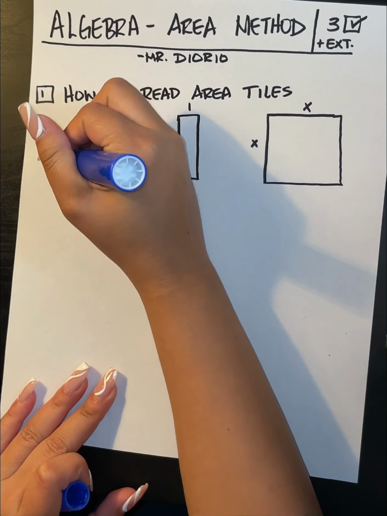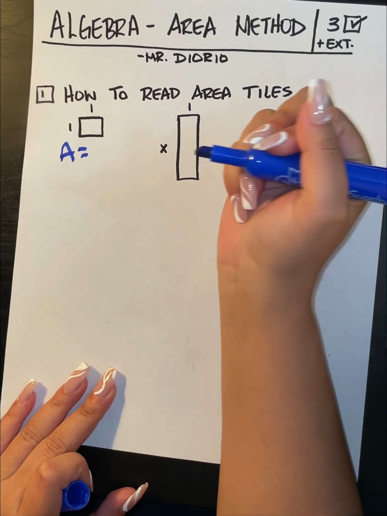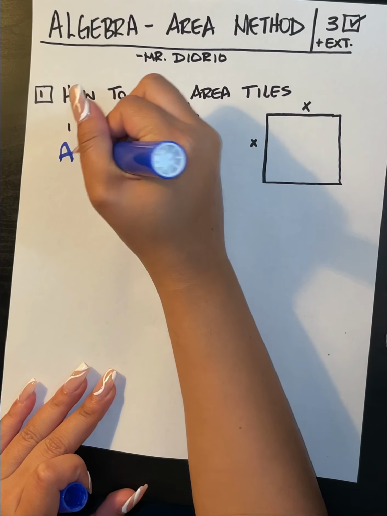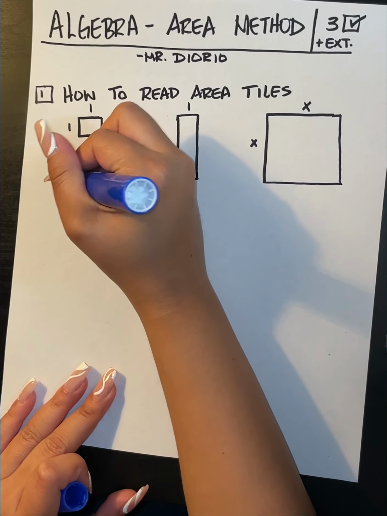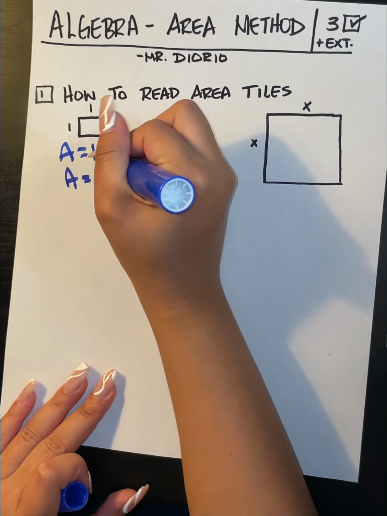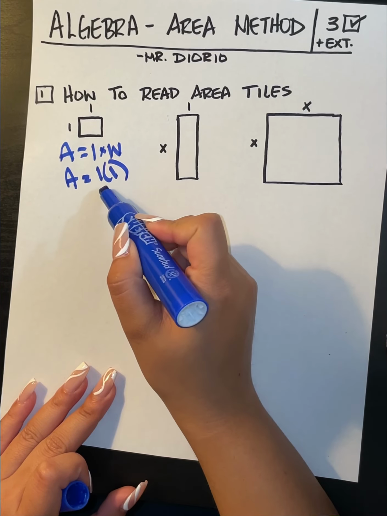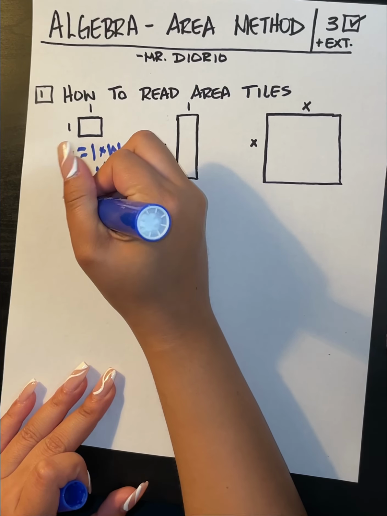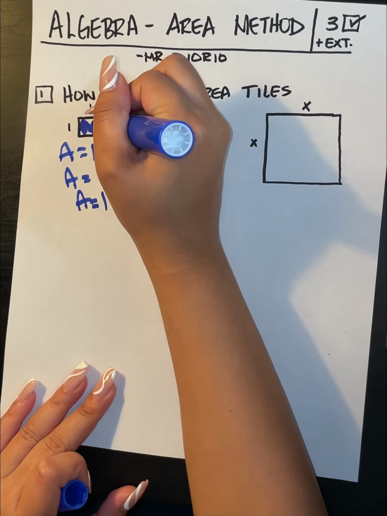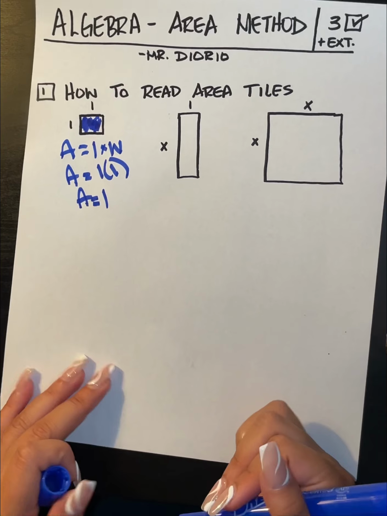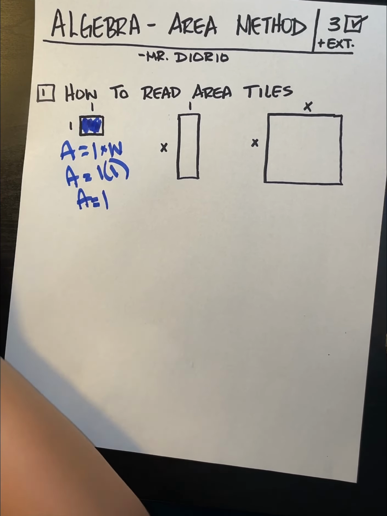So what is the formula for area? It's length times width, right? So our length is 1. And our width is also 1, so area equals 1 times 1, which is just 1. So this whole box is just 1. So let's do the next one.